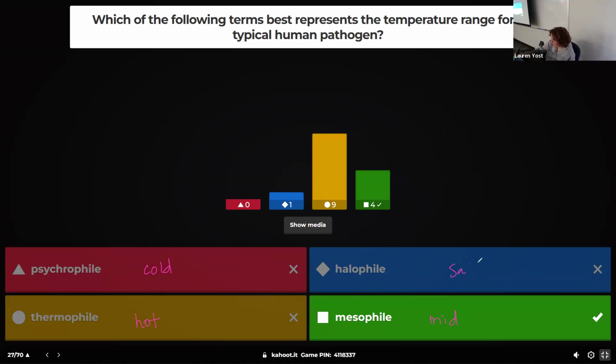Halophiles prefer salt. This has nothing to do with temperature. These are organisms that exist well in salty environments. A lot of our archaea fall into that category. Any questions about these terms? So mesophile, mid-temperature, temperatures that you would survive at. Meso means middle.